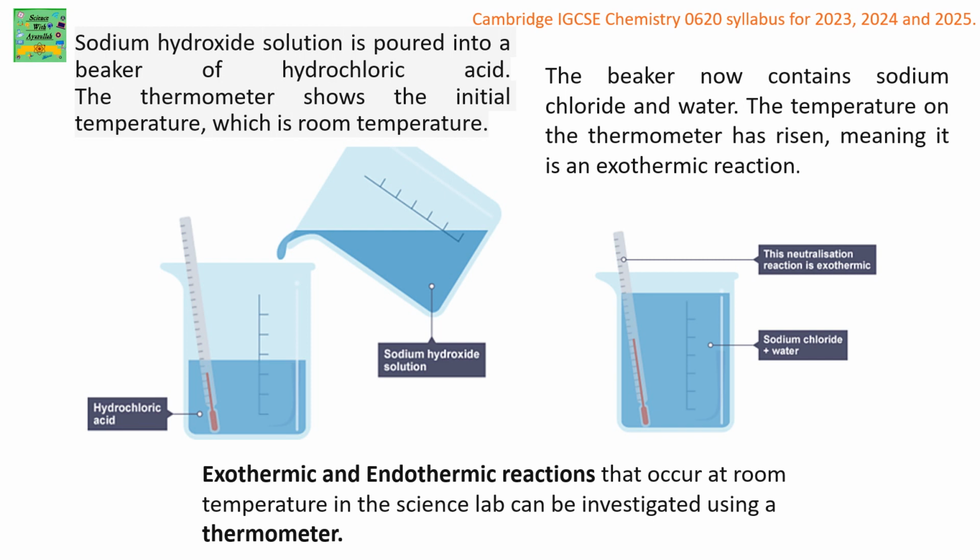Sodium hydroxide solution is poured into a beaker of hydrochloric acid. The thermometer shows the initial temperature, which is the room temperature. The beaker now contains sodium chloride and water. The temperature on the thermometer has risen, meaning it is an exothermic reaction. Exothermic and endothermic reactions that occur at room temperature in the science lab can be investigated using a thermometer.